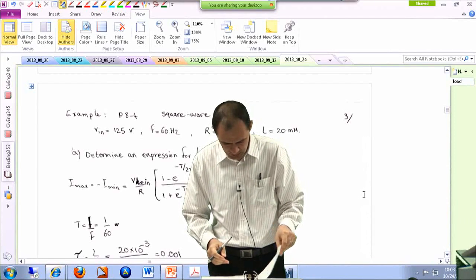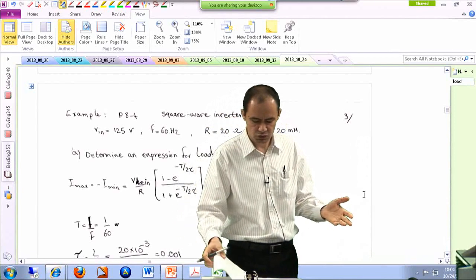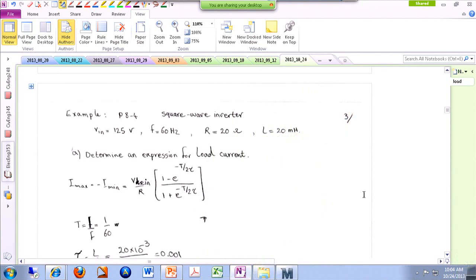So in this numerical example, we have a DC source that is 125 volts. So remember, this is a DC source. The switching frequency is only 60 hertz, which is like the grid frequency. So there is some application where we are doing things at low frequency. The load resistance is 20 ohms, and the inductor value is 20 millihenries.